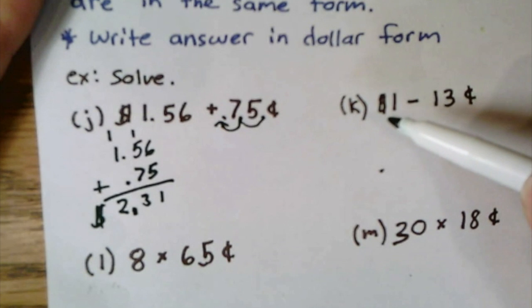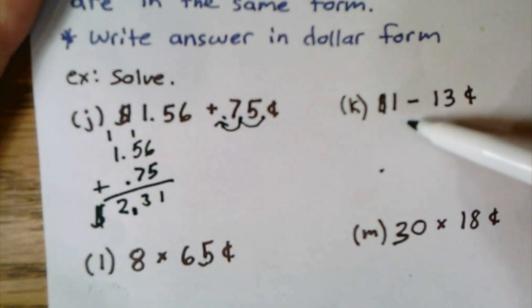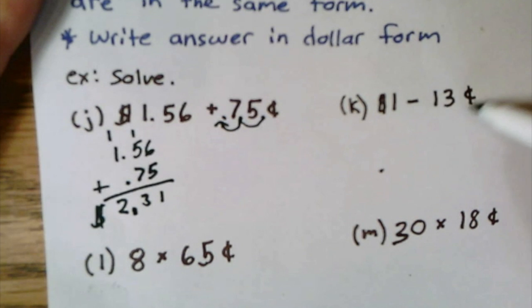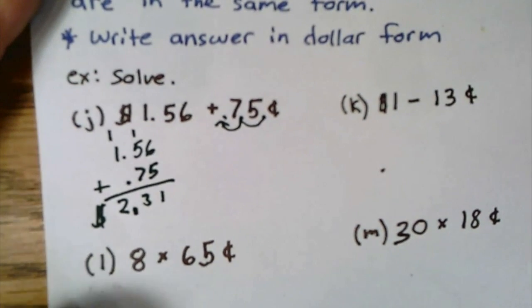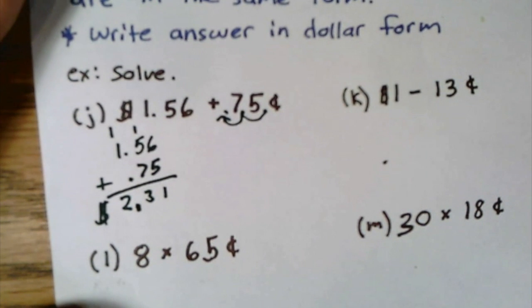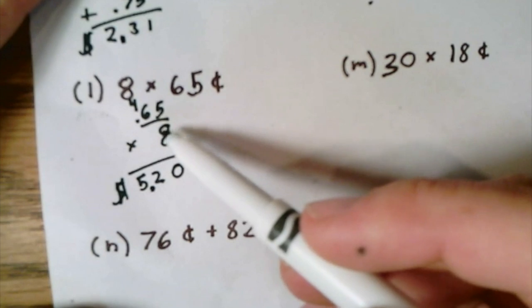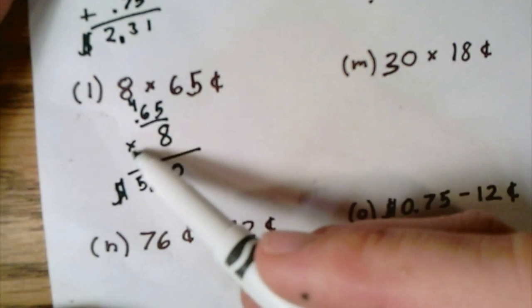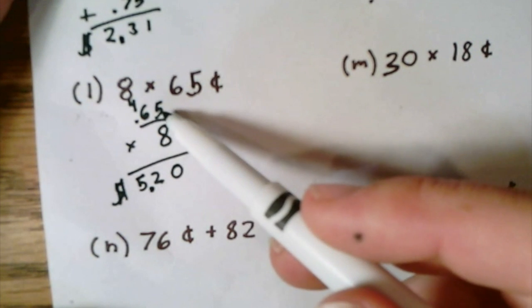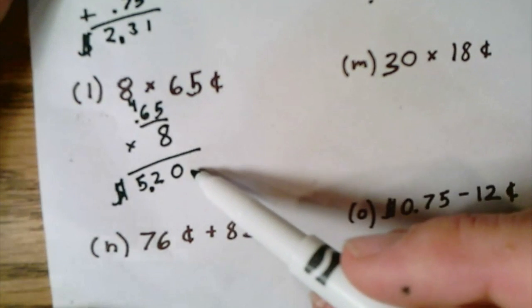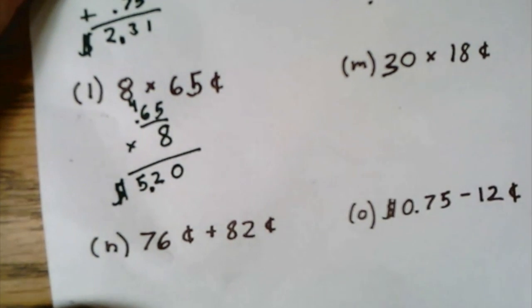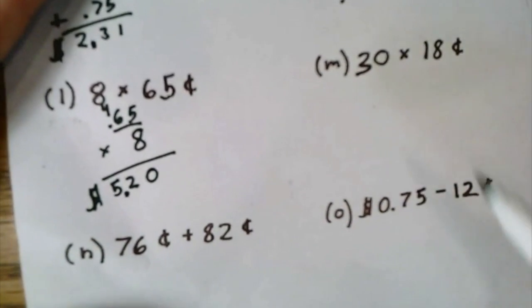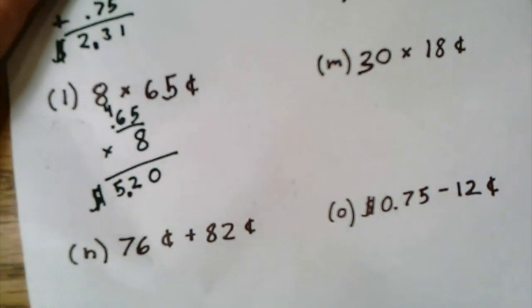So for this one, you will want to write $1, and then you will want to subtract 13 cents from it. You're going to rewrite 13 cents as the amount of $1 that is, and then you'll subtract them. All right, for L, we have 8 times 65 cents. So in this one, I wrote 65 cents as the number of dollars, which is 0.65, and I multiplied that 0.65 times 8, and then I moved my decimal place in 2 spots from the right, and so my answer is $5.20. Go ahead and try M, N, and O on your own.